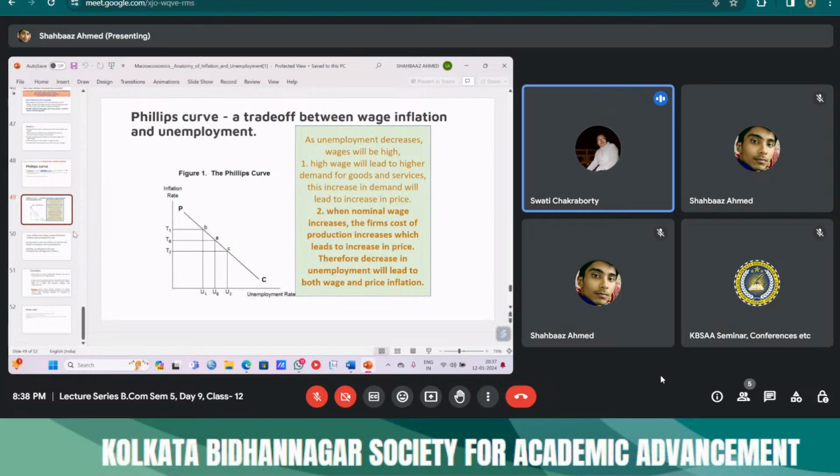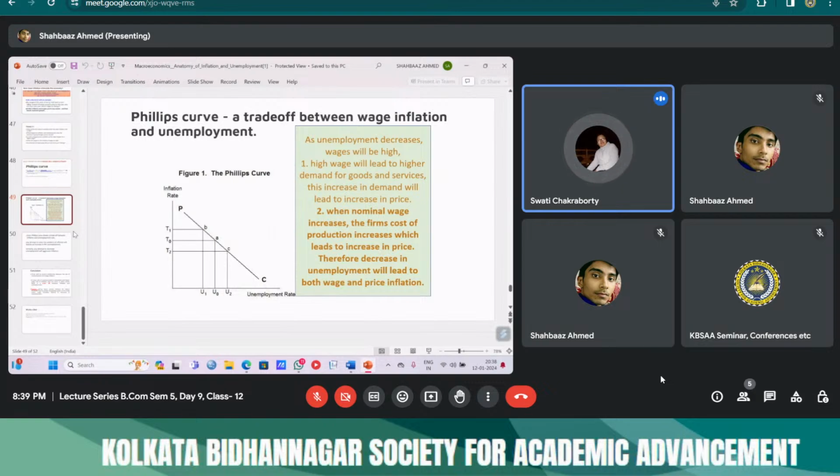Second, when nominal wages increase, the cost of production is increasing, so firms will also start increasing the price. As a result of a decrease in unemployment, we get two types of inflation: wage inflation and price inflation. That's the twin effects. The Phillips curve shows a trade-off between inflation and the unemployment rate. Any attempt to solve the problem of inflation will lead to an increase in unemployment. If you try to reduce inflation, unemployment will increase. Just the reverse, if we try to decrease unemployment, inflation will increase.